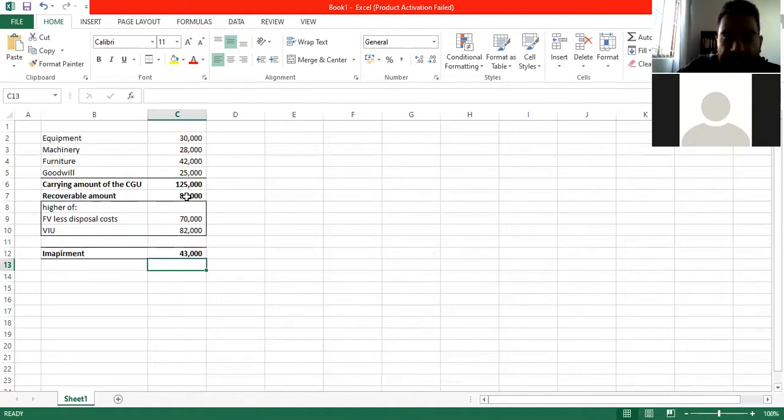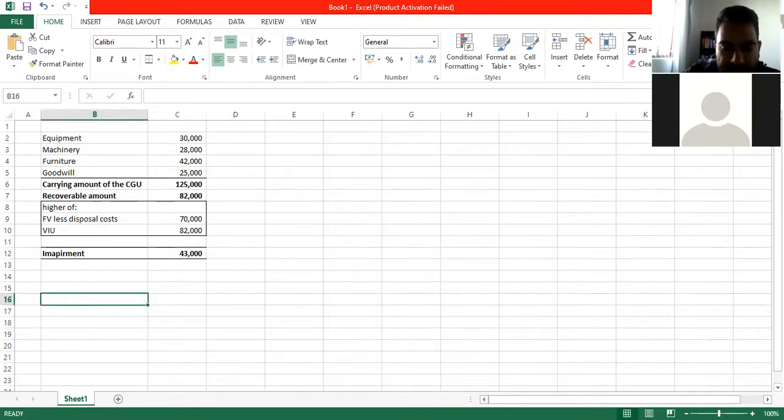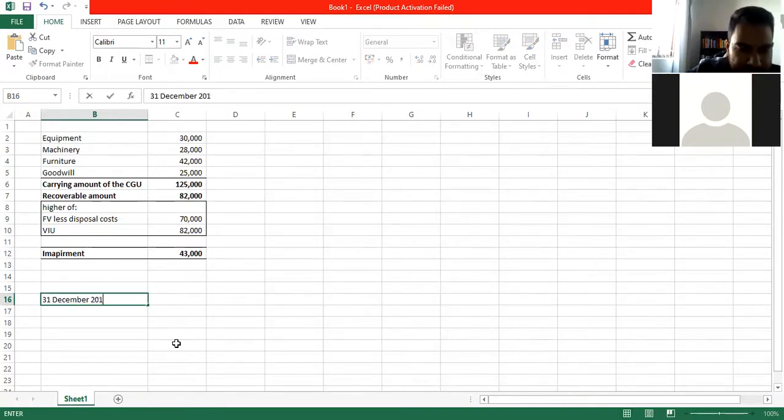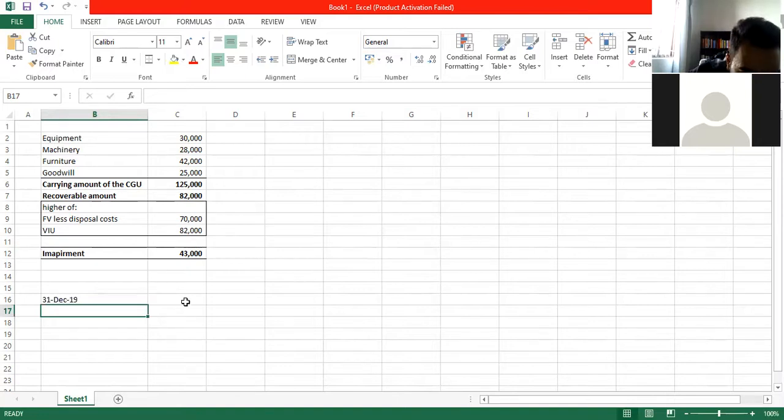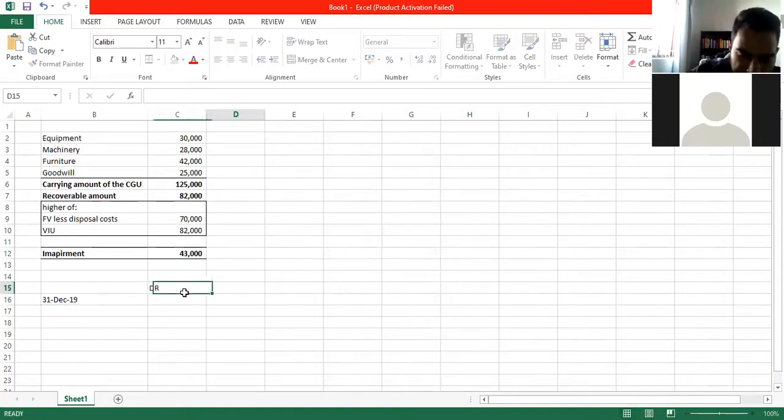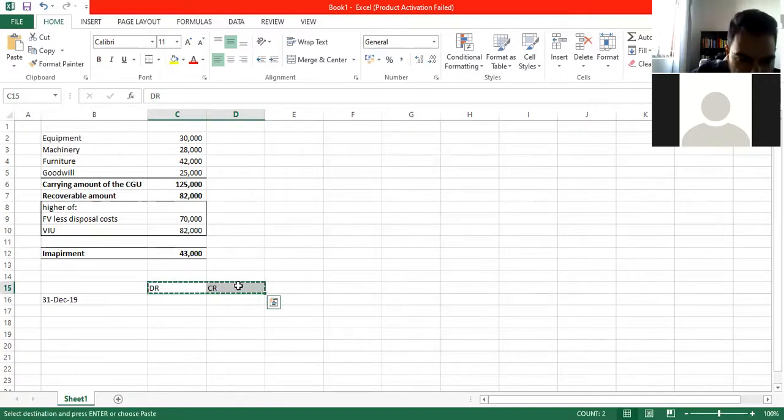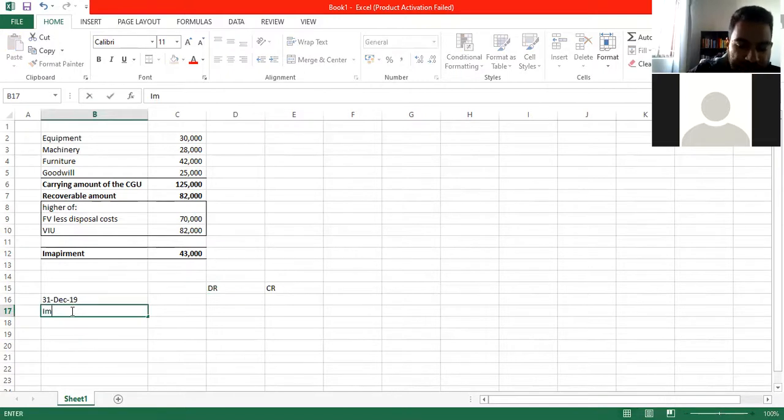The question must be now, how do we do this impairment? The journal entry, they want journal entries, right? So the journal entries will take place at the end of the year. When is this? 31 December 2019. So the journal entry will be as follows. 31 December 2019. We're simply going to have debit, credit. So we're simply going to have impairment.